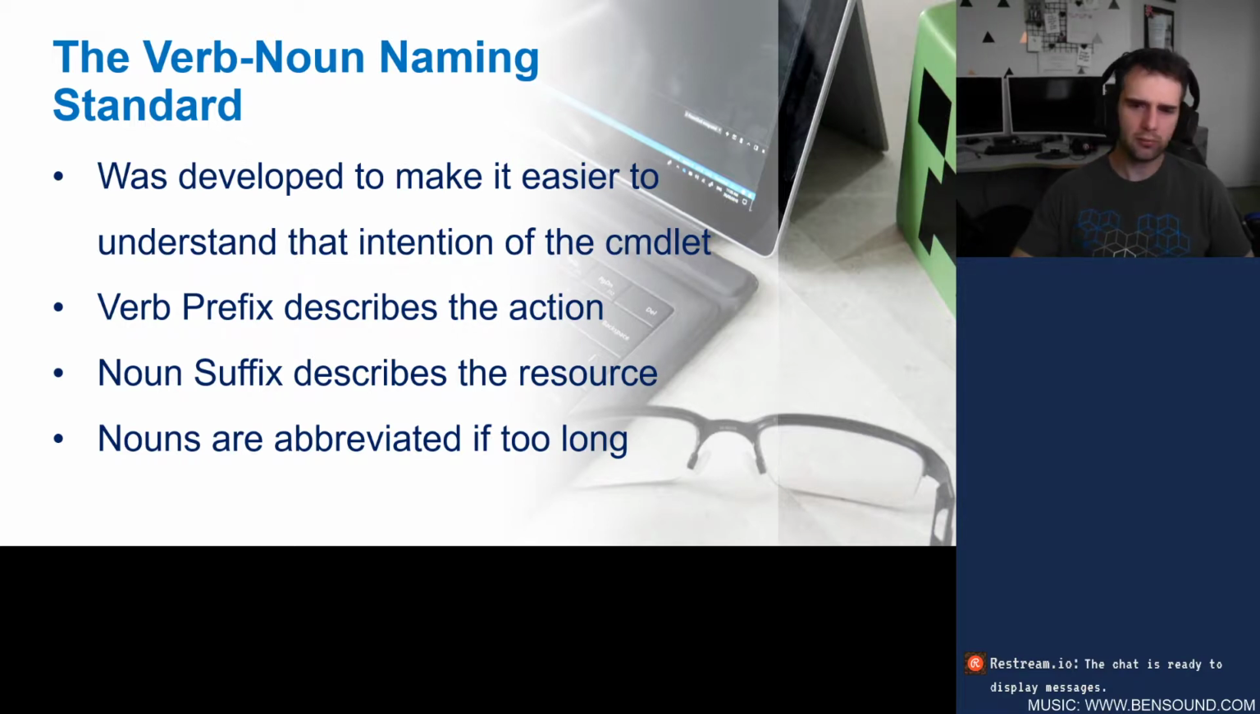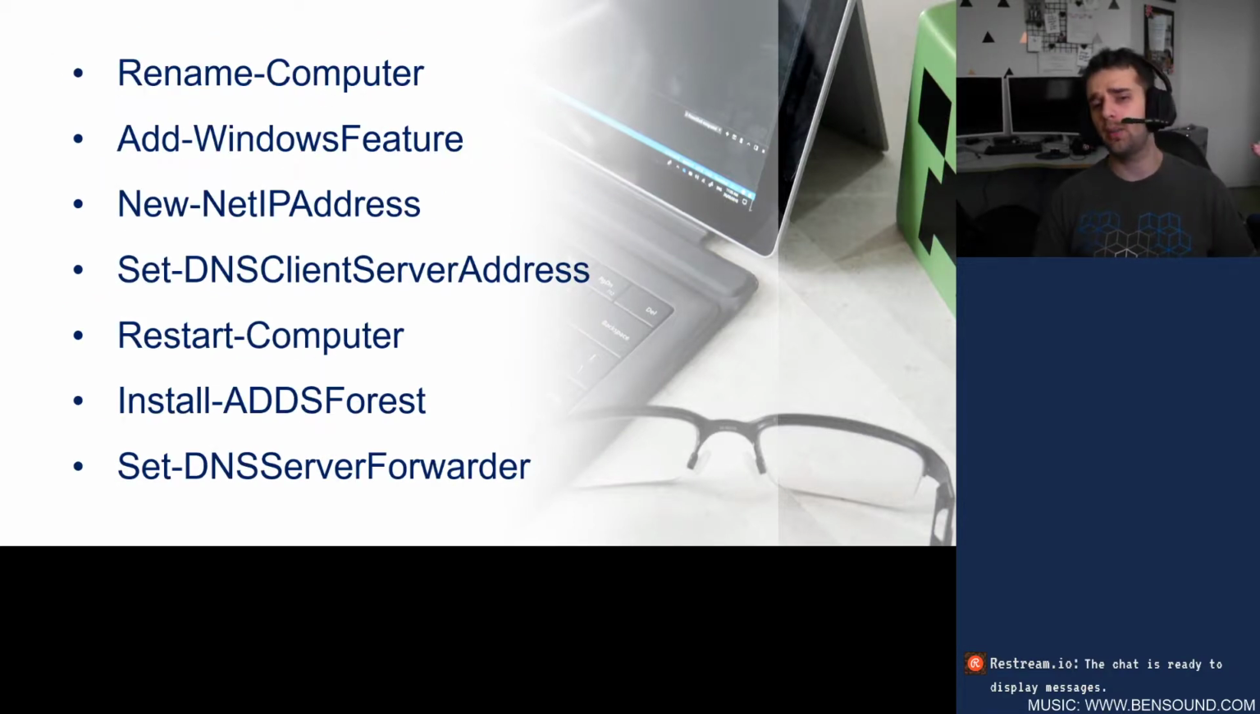So yeah, I'm just going to quickly throw some commandlets in there. I'm going to talk about them, and then we're going to talk about why I've got them in this slide. So for example, we've got Rename-Computer. What's that going to do? It's going to rename a computer. Add-WindowsFeature. When we're adding a Windows feature, we're installing Windows features on a server operating system. New-NetIPAddress, it's creating an IP address. Set-DnsClientServerAddress. That's pretty straightforward. We're setting a DNS address on our adapter. Restart-Computer. We're rebooting a computer.